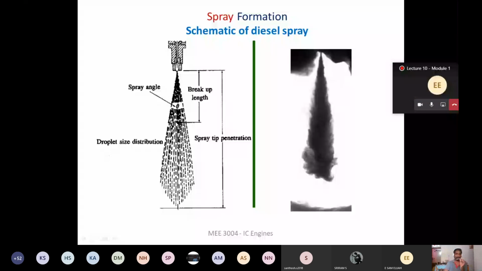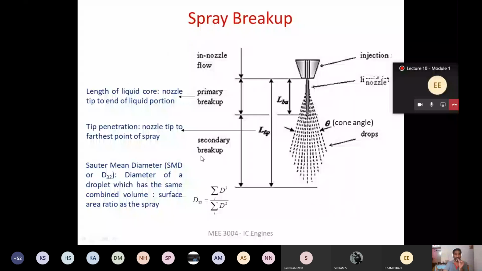Now, in detail, if you look at the spray breakup, this is the fuel nozzle, and the fuel comes out from the fuel nozzle. At the core, we have the fuel in a liquid stream. This distance we call the primary breakup distance. And from the primary breakup distance to the spray penetration full length, that distance we call the secondary breakup. So this is primary breakup and this is secondary breakup.